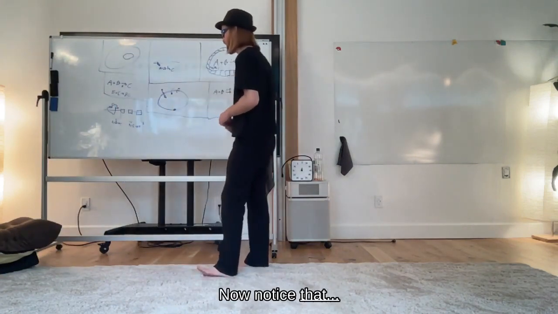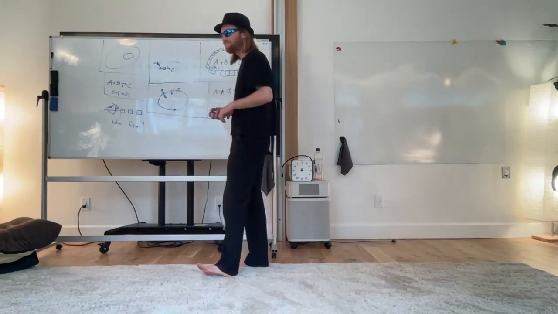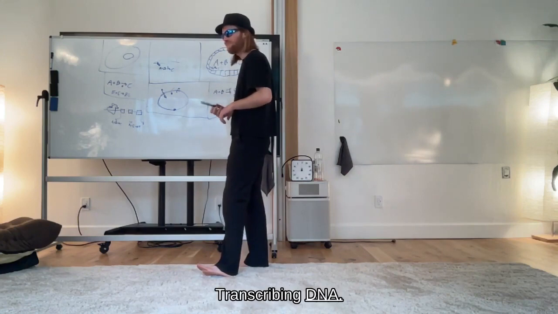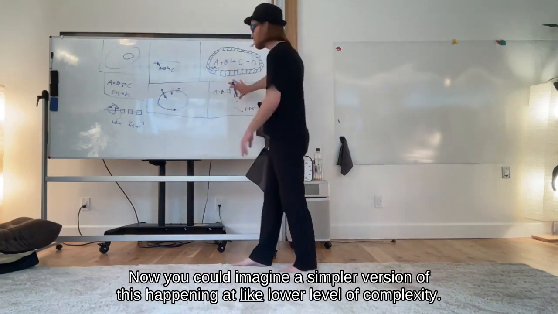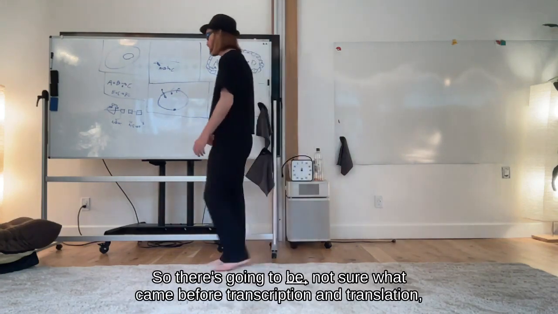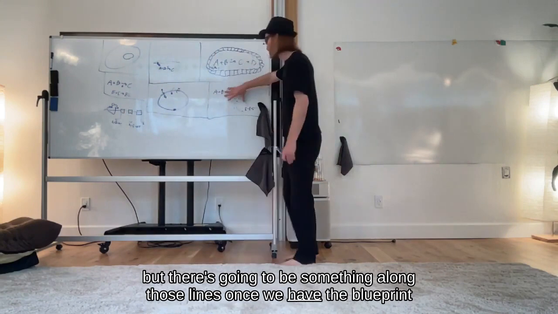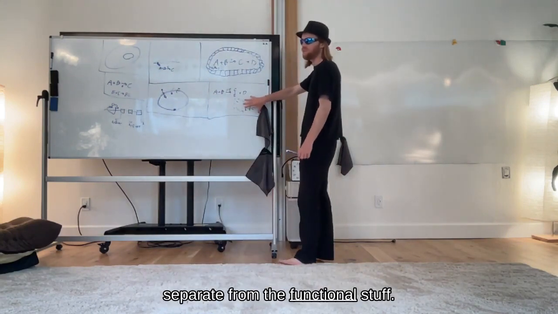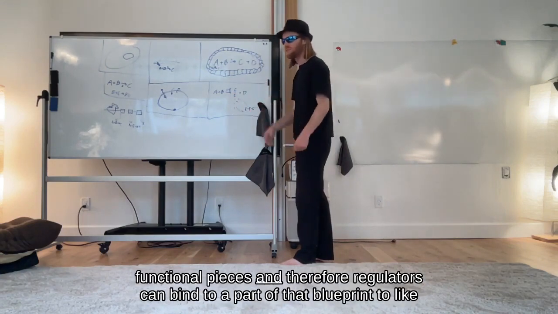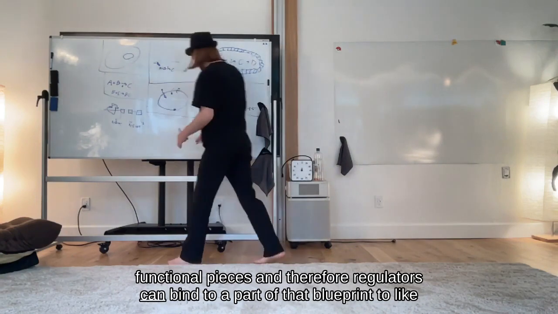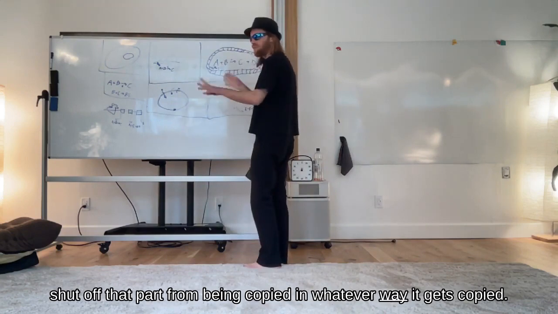Now notice that's pretty complicated. You could imagine a simpler version of this happening at a lower level of complexity. I'm not sure what came before transcription and translation, but there's going to be something along those lines once we have the blueprint separate from the functional stuff. There's going to be parts of the blueprint that are producing lots of copies of various functional pieces, and therefore regulators can bind to a part of that blueprint to shut off that part from being copied, in whatever way it gets copied.